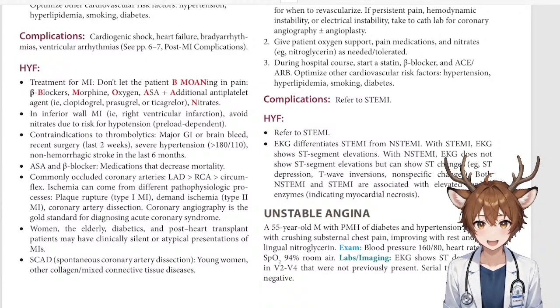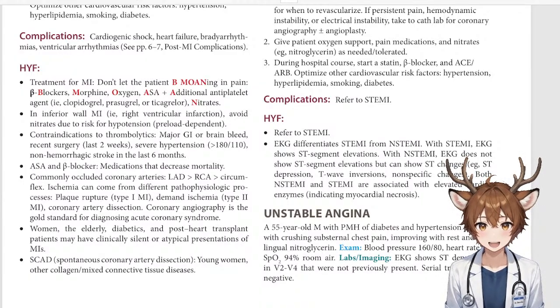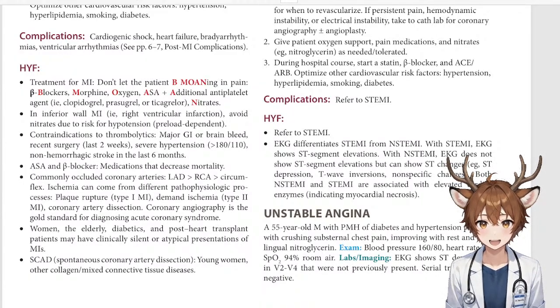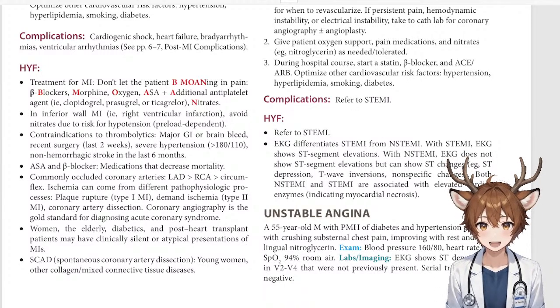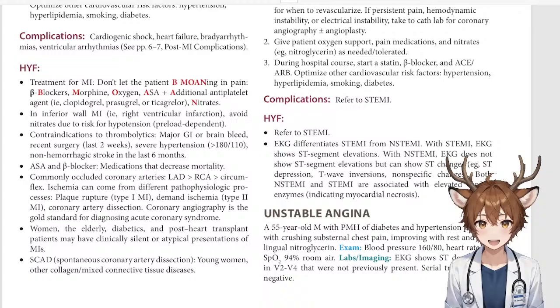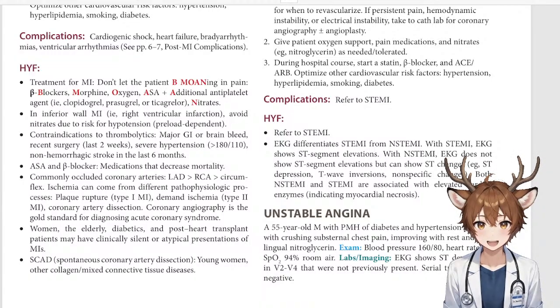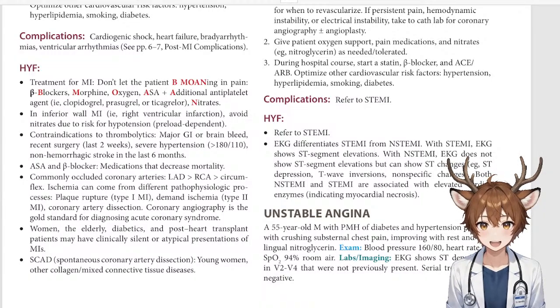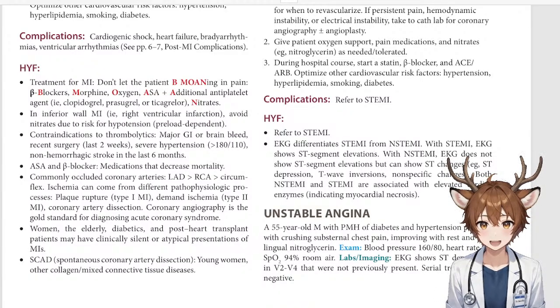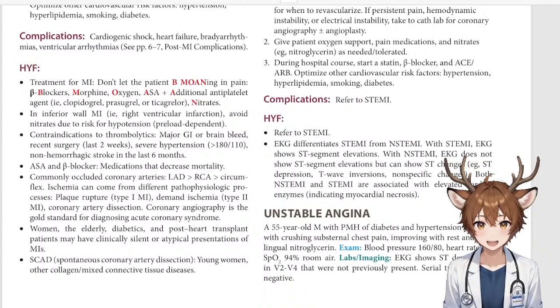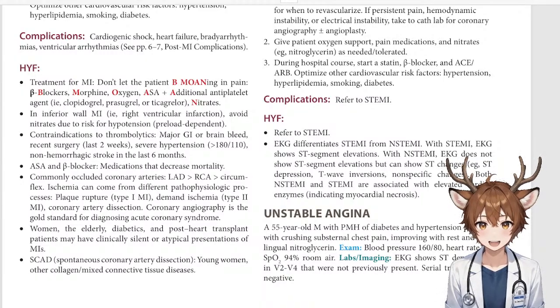Let us continue then. An inferior wall myocardial infarction, for example a right ventricular infarction: avoid nitrates due to risk for hypotension, as these patients are preload dependent. Contraindications for thrombolytics: major GI or brain bleed, recent surgery in the last 2 weeks, severe hypertension greater than 180/110, non-hemorrhagic stroke in the last 6 months.